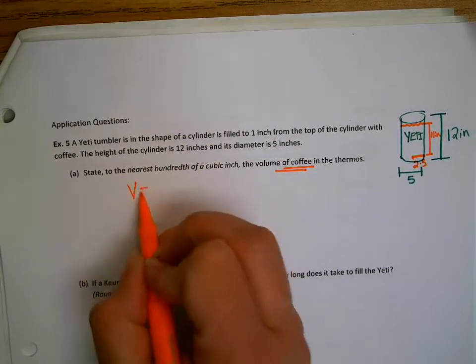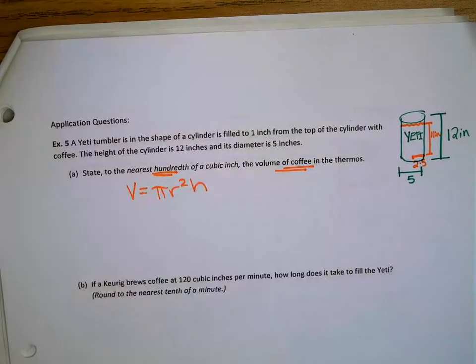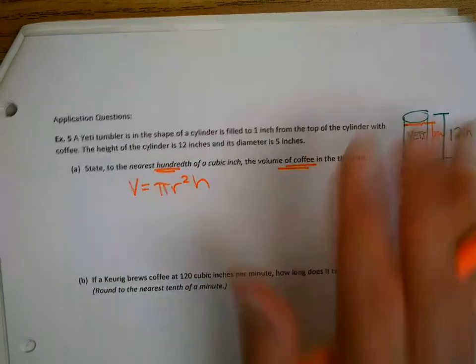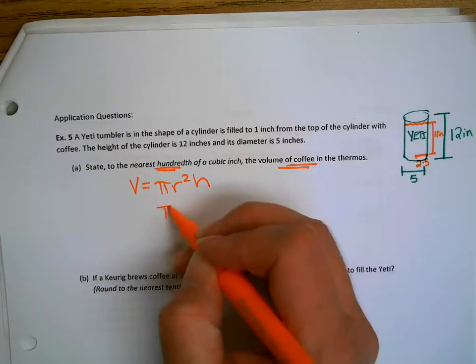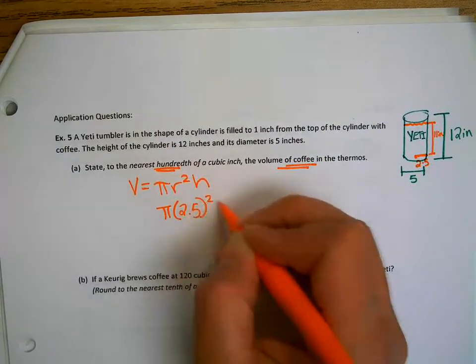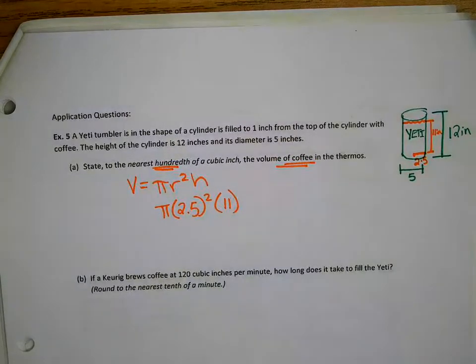So the volume of a cylinder is pi r squared h. I'm going to go to hundredths. Everything else was given to me in inches, so I don't have to make any unit conversions. We're just going to substitute the measures we have. Our radius was 2.5, and it was only filled 11 inches high, because it was filled 1 inch from the top, to allow for that top to be put on.